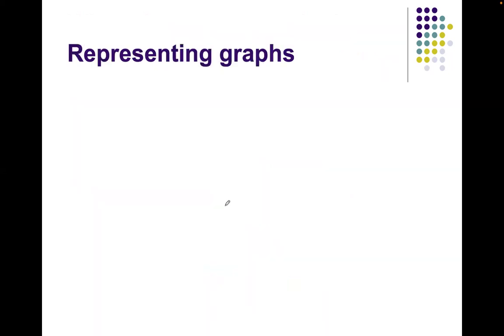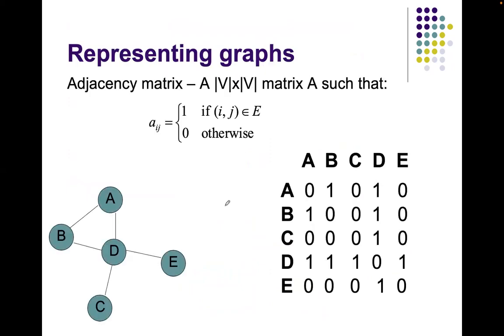So let's talk about how to represent a graph. We talked about what a graph is, but as computer scientists, when we're really going to write a program and solve a problem using a graph, how can we represent a graph? There are two ways to represent a graph. The first one is the adjacency matrix.